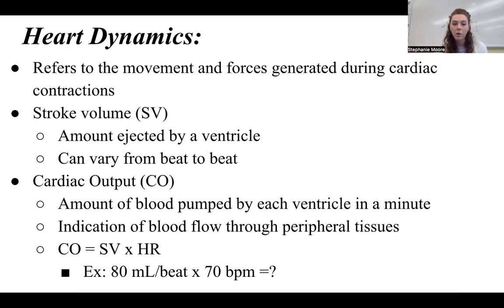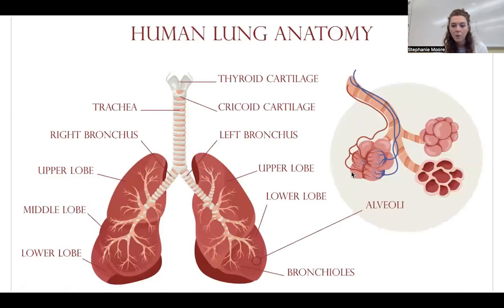A normal average adult human is going to have a cardiac output of around 5.6 liters. If it's lower than that, that indicates that something's wrong. So that's why cardiac output is going to be the major one. Okay, and we're almost here. This is the last 2 slides.